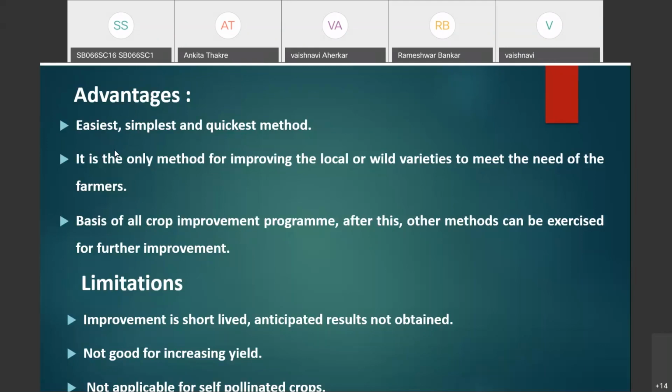Okay, then the second advantage of using this method is that it is the only method for improving the local or wild varieties to meet the immediate need of the farmers. Then the third one, this method is the basis of all crop improvement programs. After this, the other methods can be exercised for further improvement.